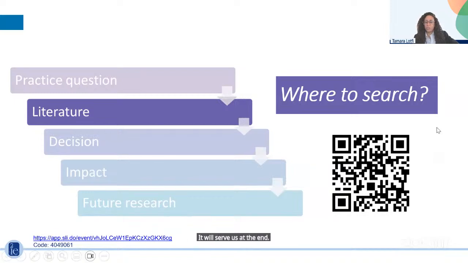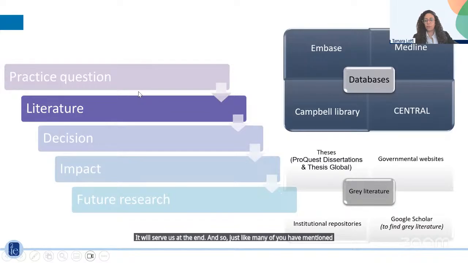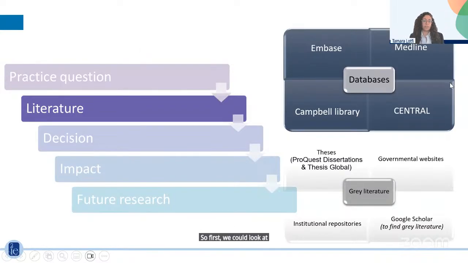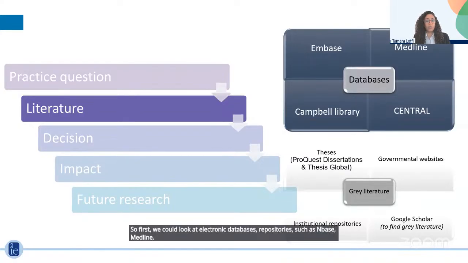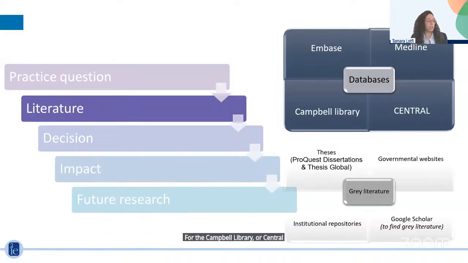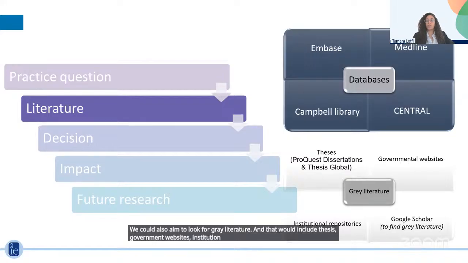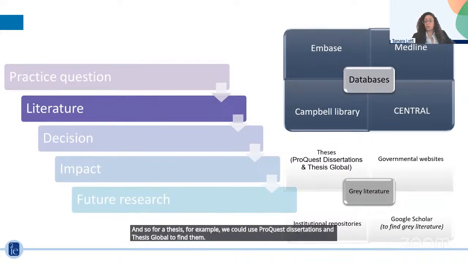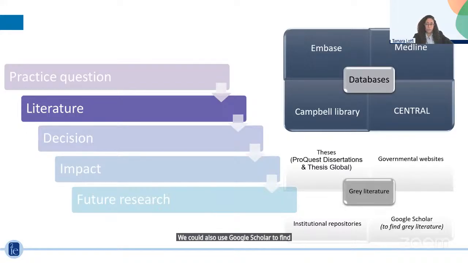And so, just like many of you have mentioned, searching for the literature could take place in different places. So first, we could look at electronic databases and repositories, such as Embase, Medline, or the Campbell Library, or Central, the Registry for Trials by Cochrane. We could also aim to look for gray literature, and that would include theses, governmental websites, institutional repositories. And so for thesis, for example, we could use ProQuest Dissertations and Theses Global to find them. We could also use Google Scholar to find gray literature.